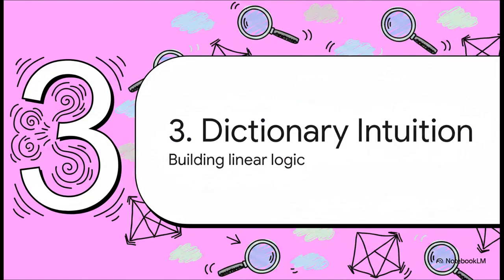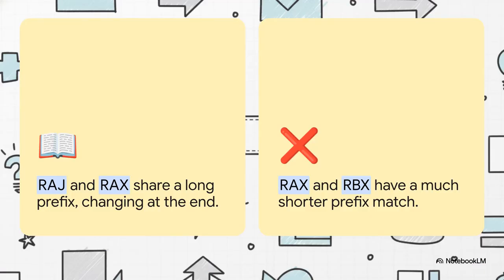Moving on to section 3, dictionary order intuition. Let's start building the linear logic. And this brilliantly illustrates our core intuition. Let's look back at the English dictionary. Why does the word Raj appear before Rex? And for that matter, why does Rex appear before Arbex? Well, it's all about prefix matching.